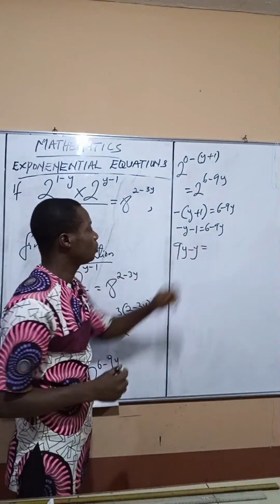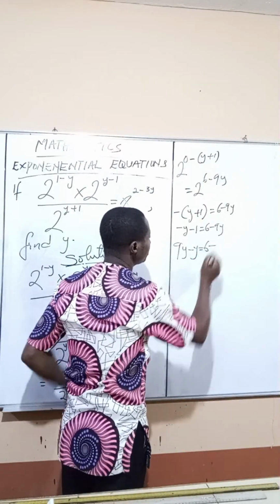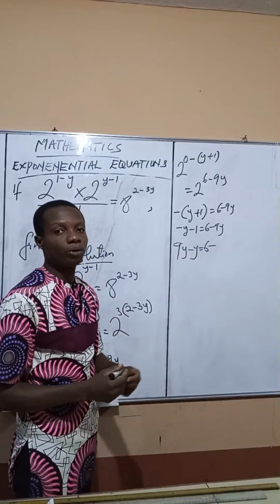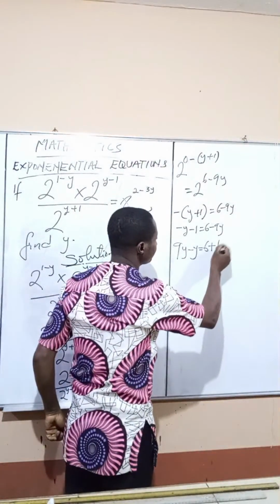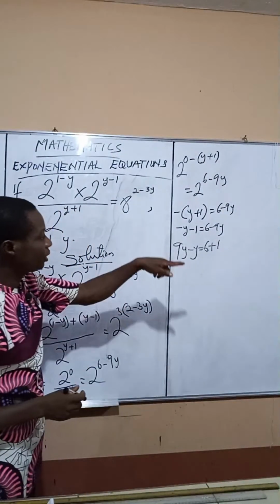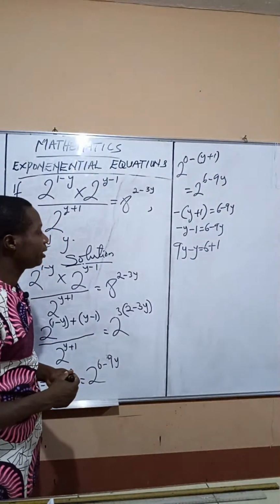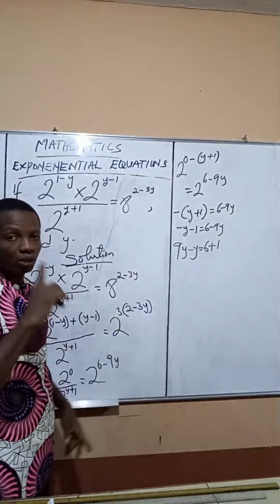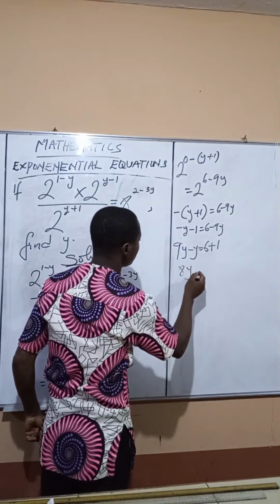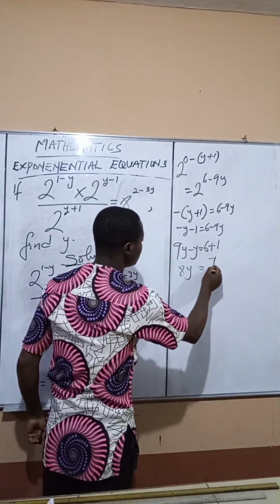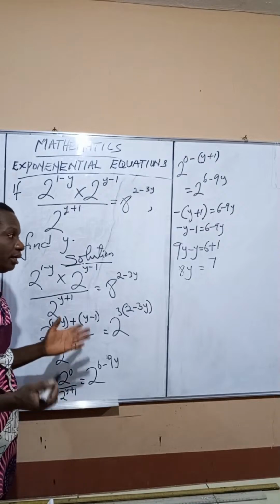Equals to, this is 6. So we'll leave the 6 right here. Then minus 1 is crossing, it changes to plus 1. Then 9y minus y. This minus y means minus 1y, and that gives 8y. 8y equals to 6 plus 1, which is simply 7. Then we can go ahead and divide both sides by 8.